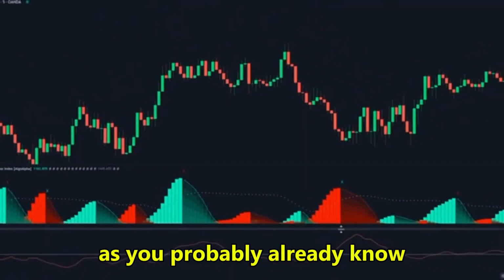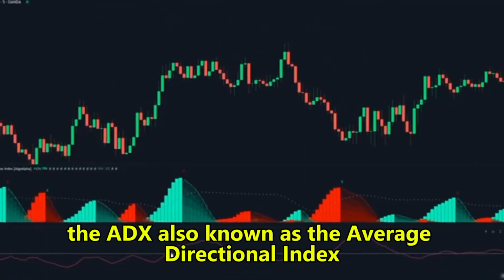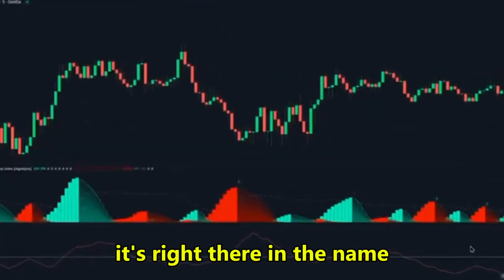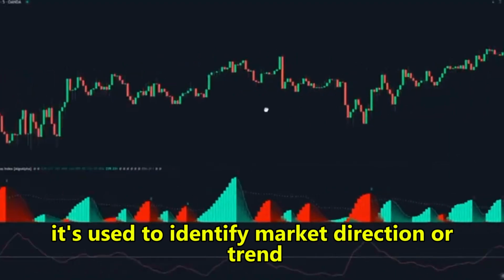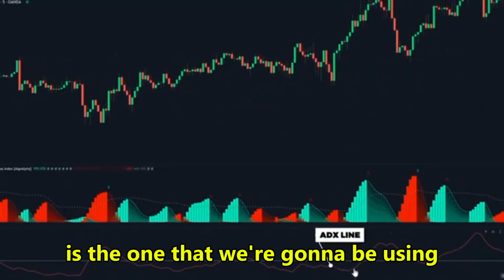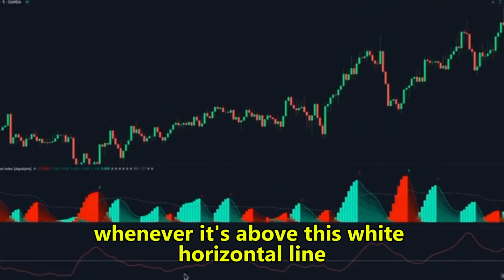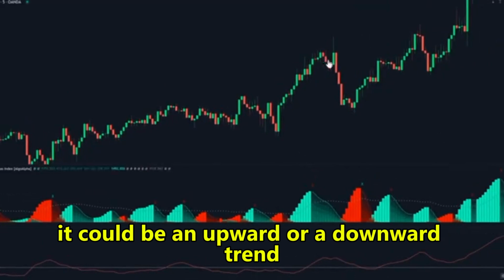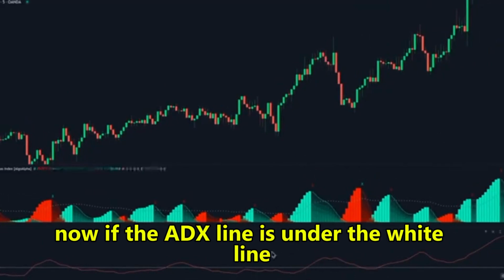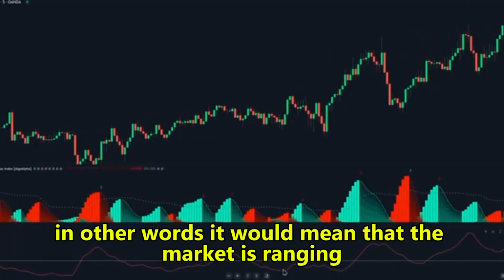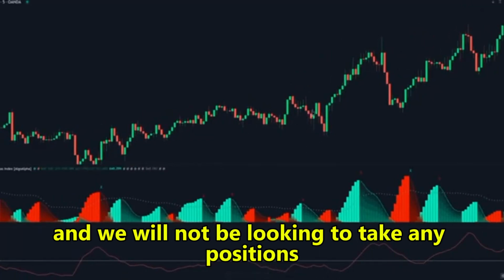As you probably already know, the ADX, also known as the Average Directional Index, is a directional indicator. It's right there in the name. It's used to identify market direction or trend. This red oscillator, also known as the ADX line, is the one that we're going to be using to identify the trend. Whenever it's above this white horizontal line, that would indicate that the market is trending. It could be an upward or a downward trend. Now, if the ADX line is under the white line, that would indicate a non-trending market. In other words, it would mean that the market is ranging, and we will not be looking to take any positions.